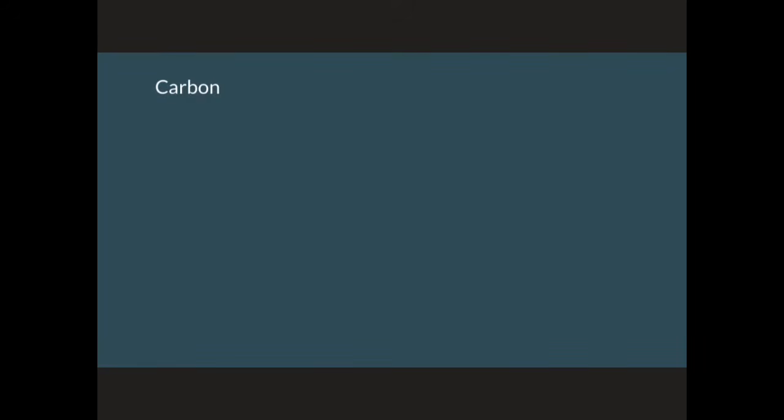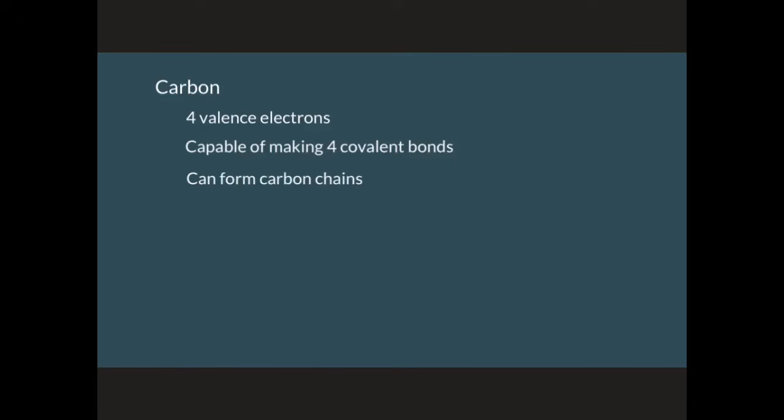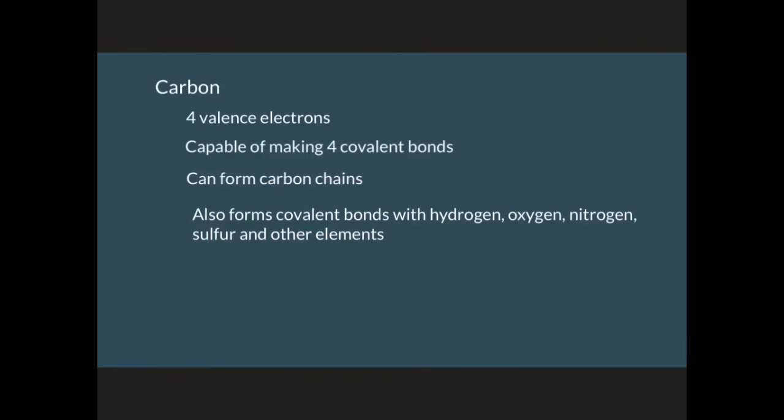Carbon is an element that has 4 valence electrons and therefore is capable of making 4 covalent bonds. Carbon can readily bind with itself and therefore can form carbon chains. These carbon chains are the backbones that are seen in many organic molecules. Carbon also forms covalent bonds with hydrogen, oxygen, nitrogen, sulfur, and other elements. Let's now go ahead and talk about the 4 categories of carbon compounds.